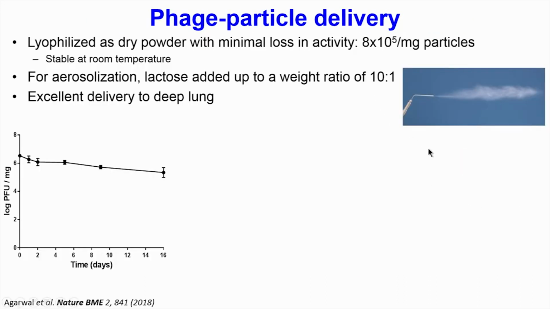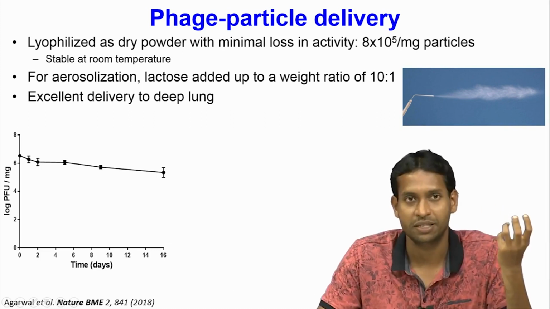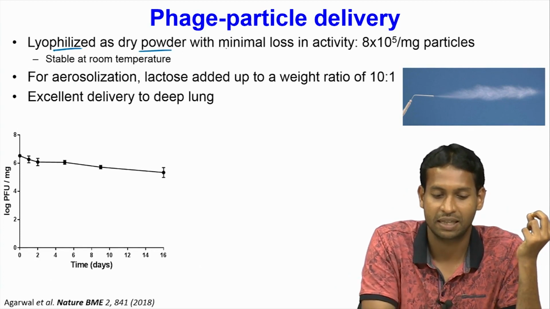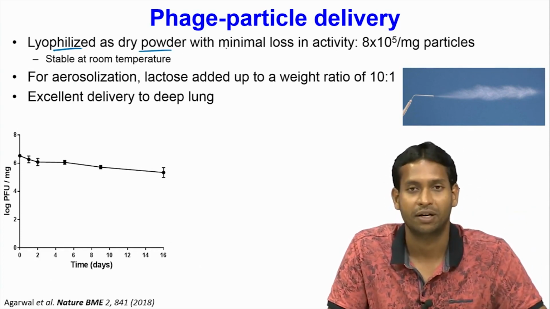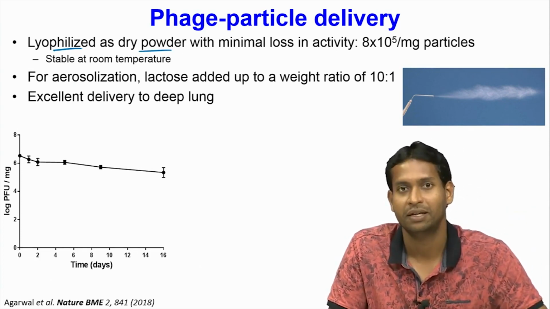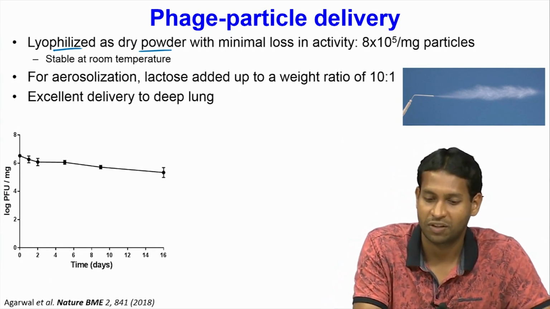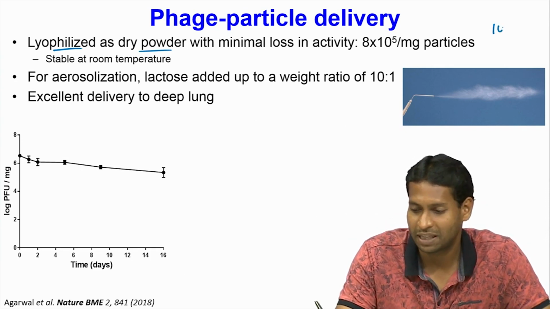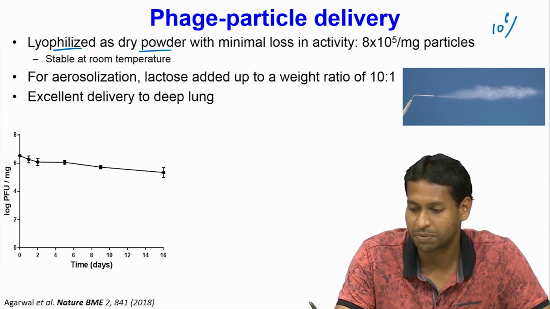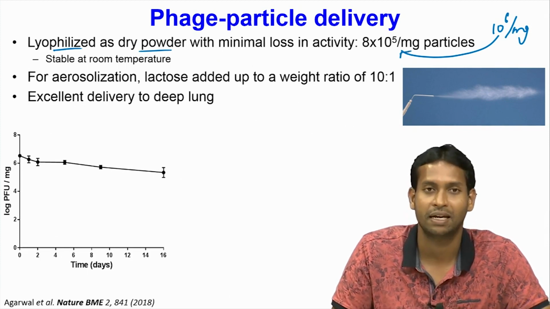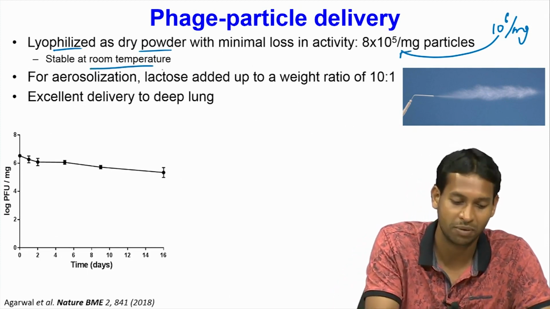Then they went ahead and made the dry powder formulations. So, what they have done is they have lyophilized their particles to make a powder, and they find that there is a minimal loss of the activity. So, I told you that they have been able to get 10 to the power 6 phages per milligram, and you find that there is not a whole lot of loss, and this powder is fairly stable at room temperature.